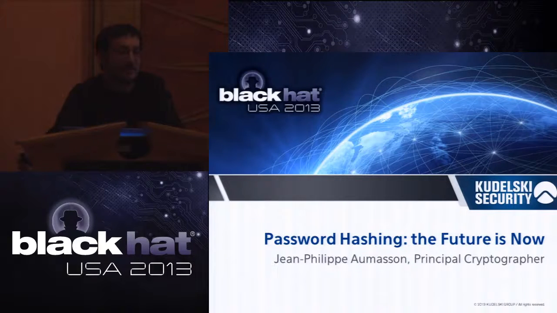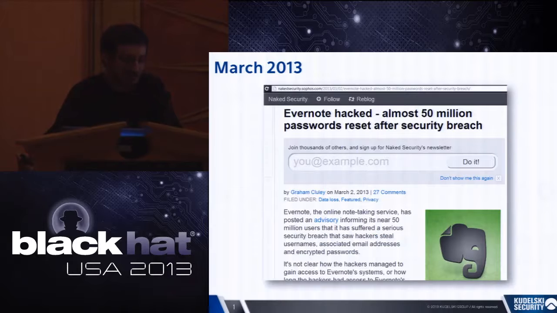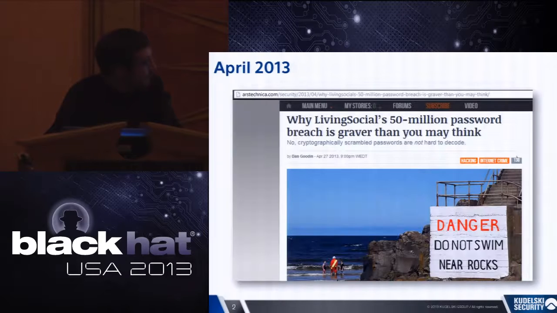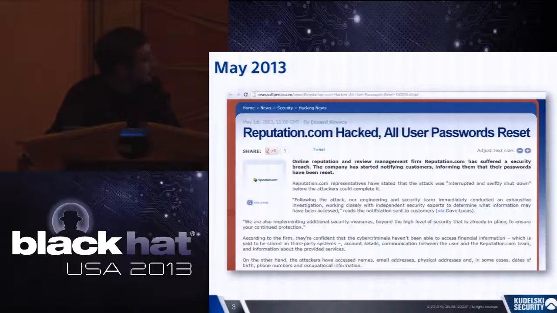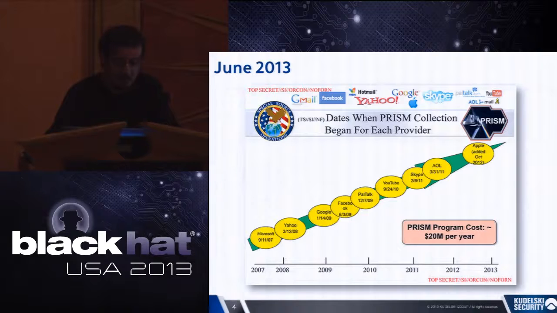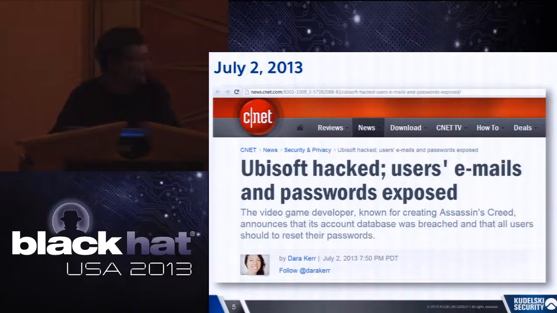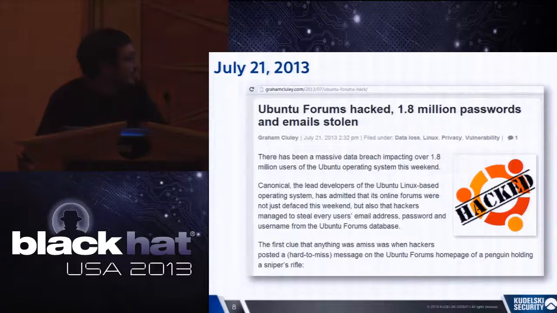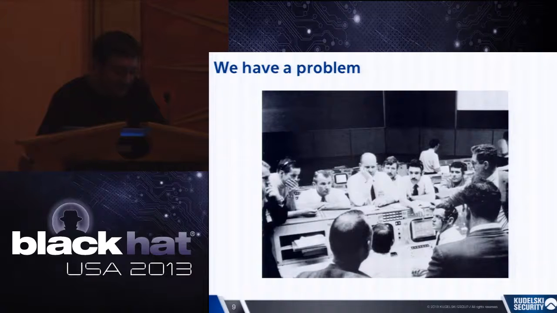Password hashing. Let me start with the reasons why I'm here and why we are developing better password hashing methods. Evernote, Living Social, Reputation.com. Earlier in July, Ubisoft, Bohemia, Nasdaq, Ubuntu. Okay, so you get the point. We have a big problem with password security. In all those cases, it's easier for an attacker to recover your password.